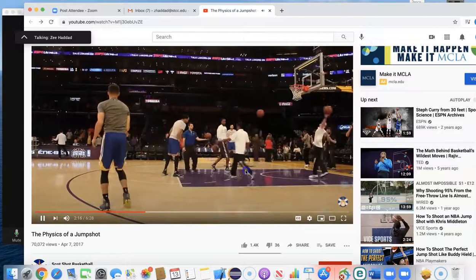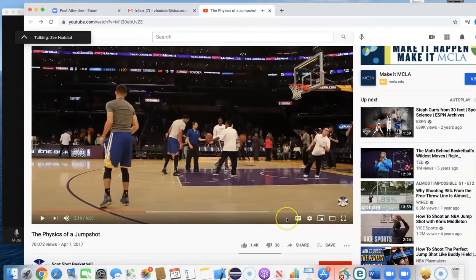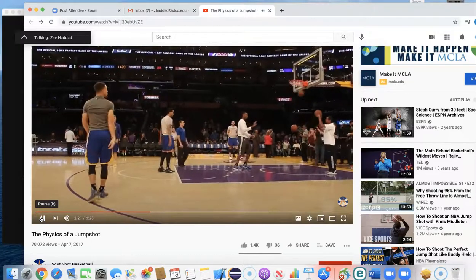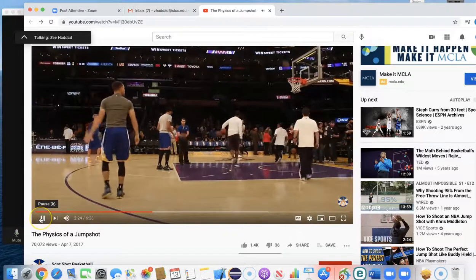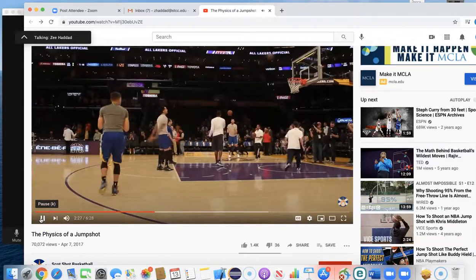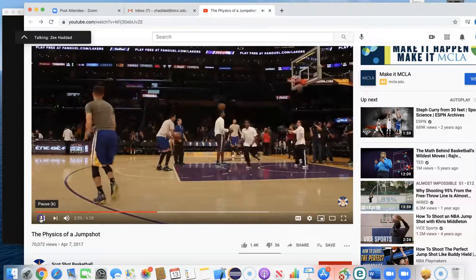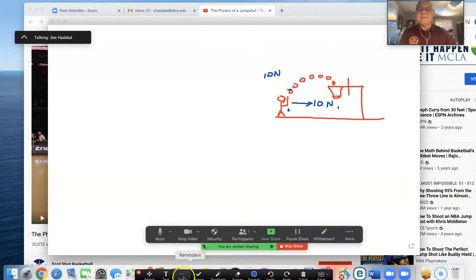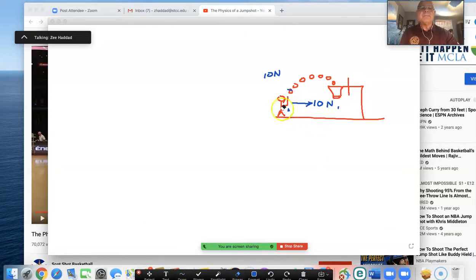This is similar to how Steph Curry shoots. Notice the minute he jumps up in the air, he releases the ball. So let's stop here and analyze his shot. Let's take a look at what Stephen does. First thing I noticed, he wasn't flat-footed. He jumps up in the air.